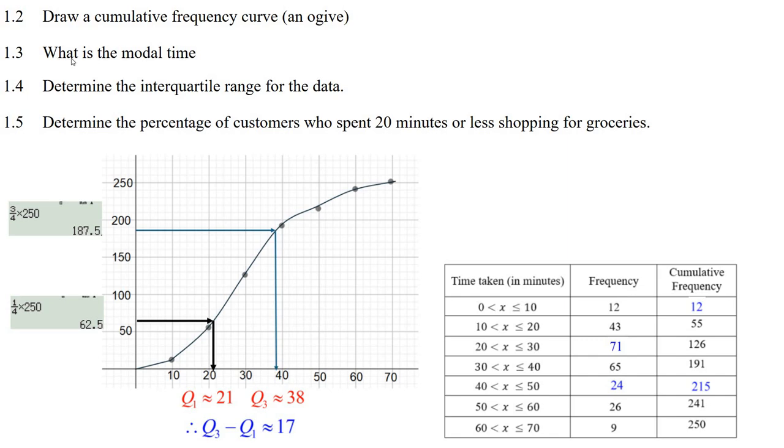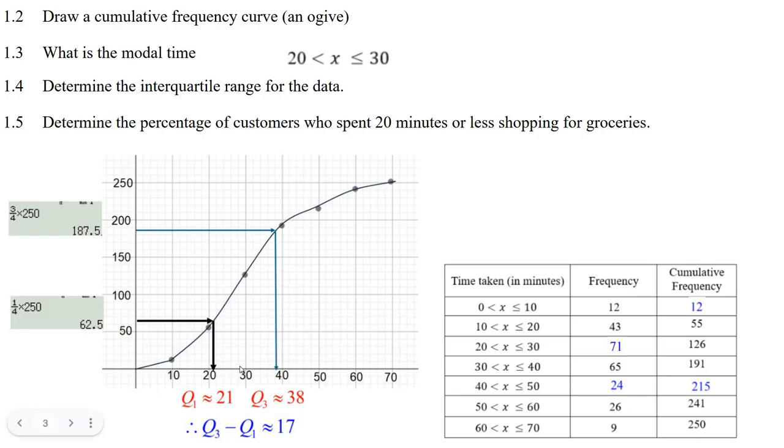Now, we don't need the curve to ask, what is the modal time? Well, that's the range with the biggest frequency. That's between 20 and 30, and that's your answer. Determine x is less than or equal to 30 or 20. That's the modal time.